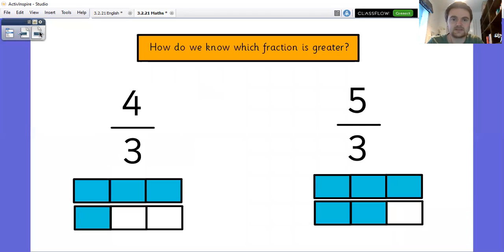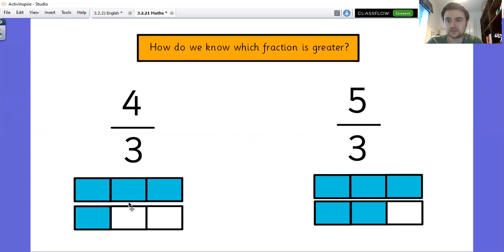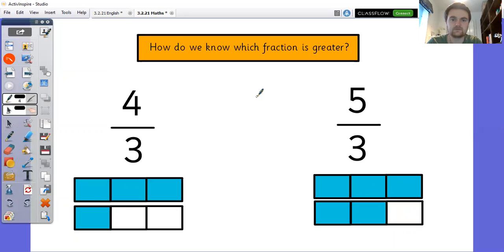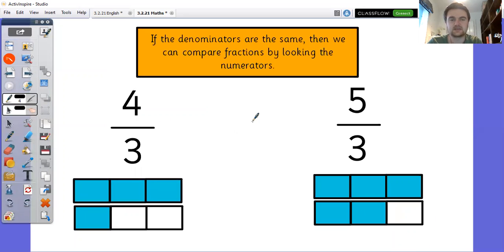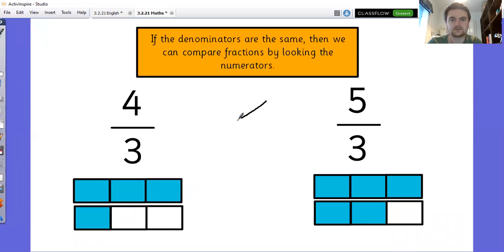Now, hopefully you remember from yesterday that if the denominators are the same, then all we need to do is look at the numerator, and then the larger numerator will tell us that that's got a higher proportion of the shape shaded. So here we can see 4/3. 1 whole is 3/3, which is why I've got them as 2 wholes there. So it's 1 whole and 1/3, and this one is 1 whole and 2/3. So I should be able to tell that 5/3 is greater than 4/3. If the denominators are the same, we can compare fractions by looking at the numerators.